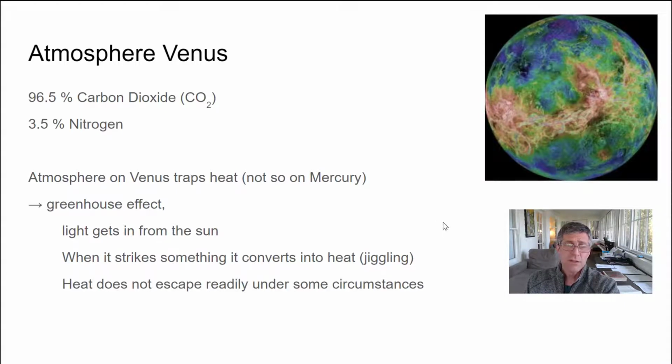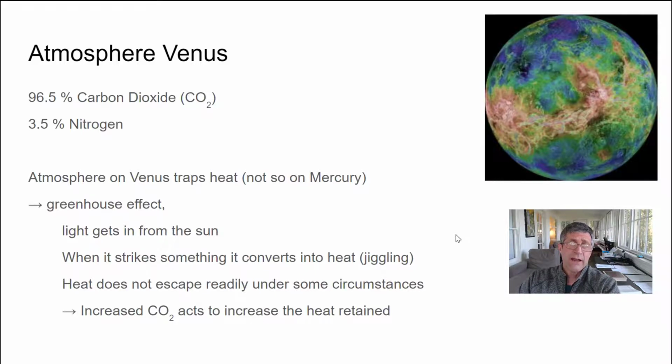And when you have an atmosphere, especially one that contains carbon dioxide, the heat doesn't readily escape, and so it accumulates. You end up with something that accumulates heat over time, versus something closer to the sun like Mercury, which doesn't have this atmosphere and doesn't retain that heat. That jiggling motion gets transmitted back out into outer space. Importantly, the increased carbon dioxide acts as a heat trap, so it helps retain the heat.